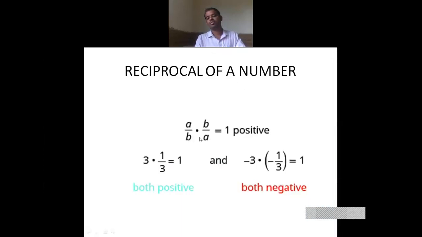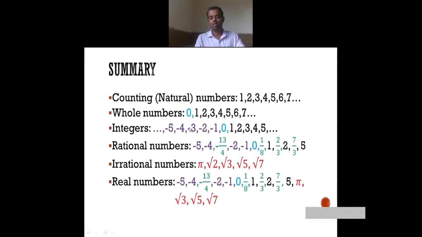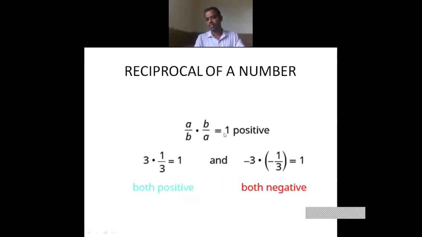Next, reciprocal of a number. Here, reciprocal means you have to write it in reverse order. See, A by B is there. What will you write? B by A. If you multiply these two numbers, you will get the answer 1. Here 3 is there. Reciprocal of 3 is 1 by 3. So if you multiply these two numbers, what answer are you going to get?